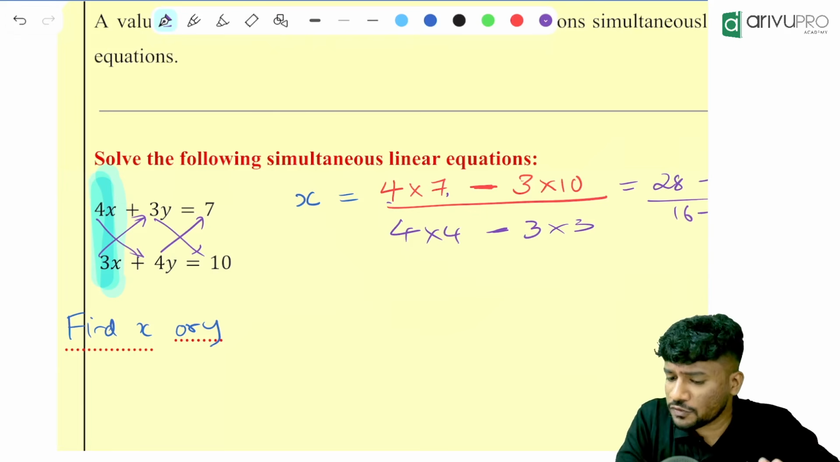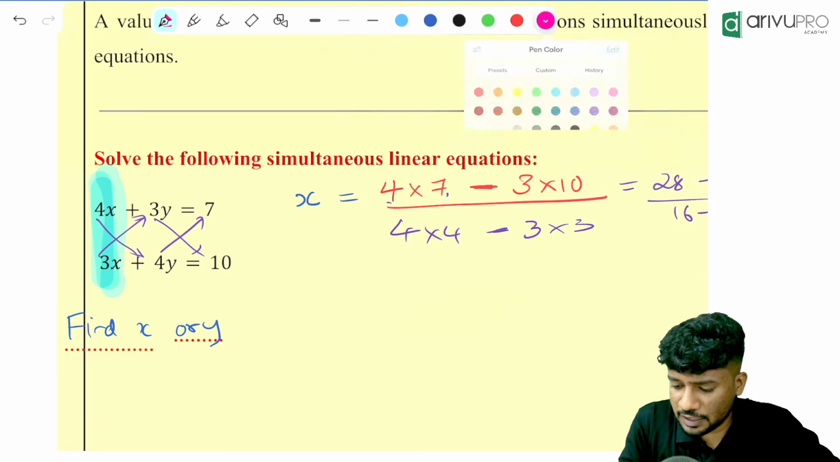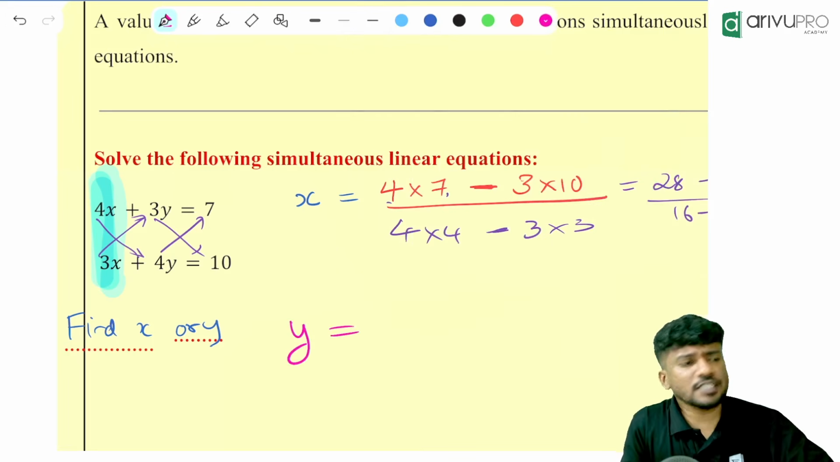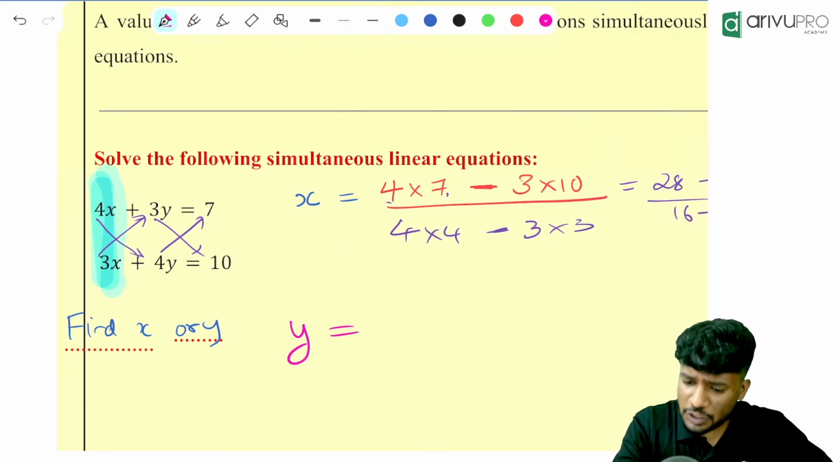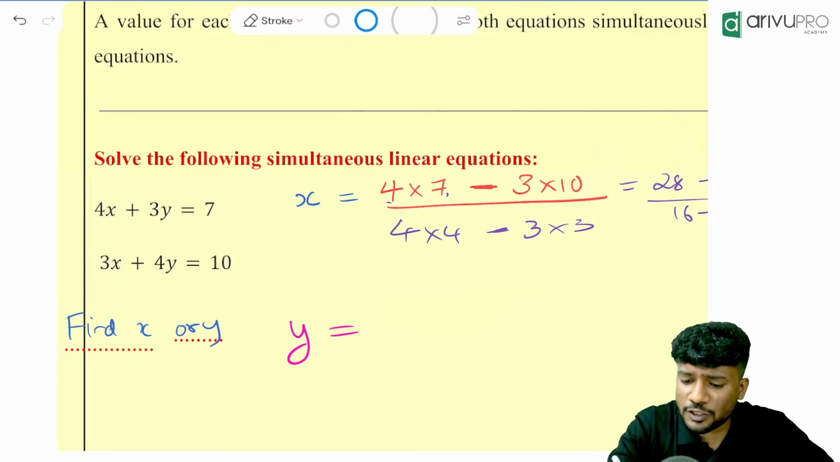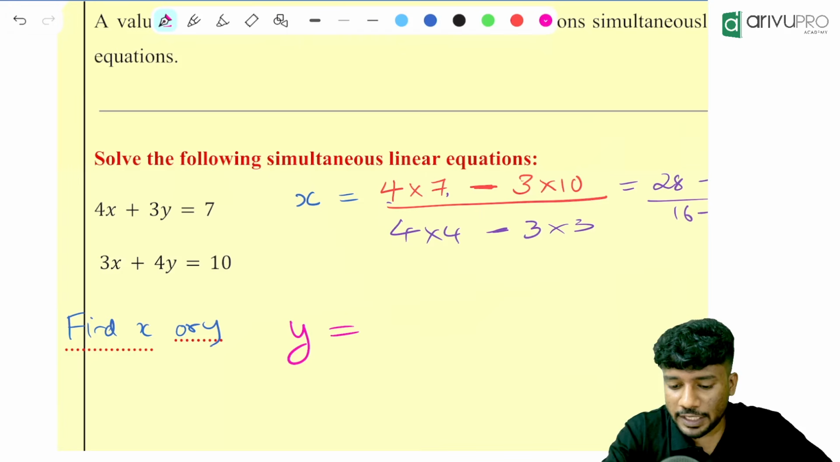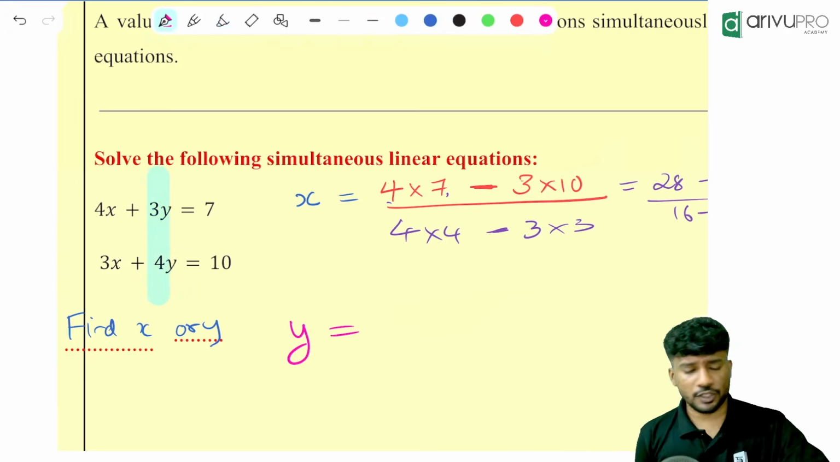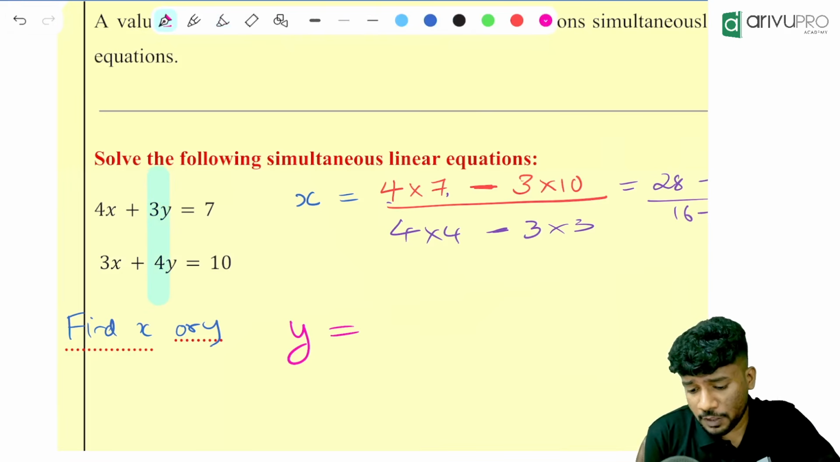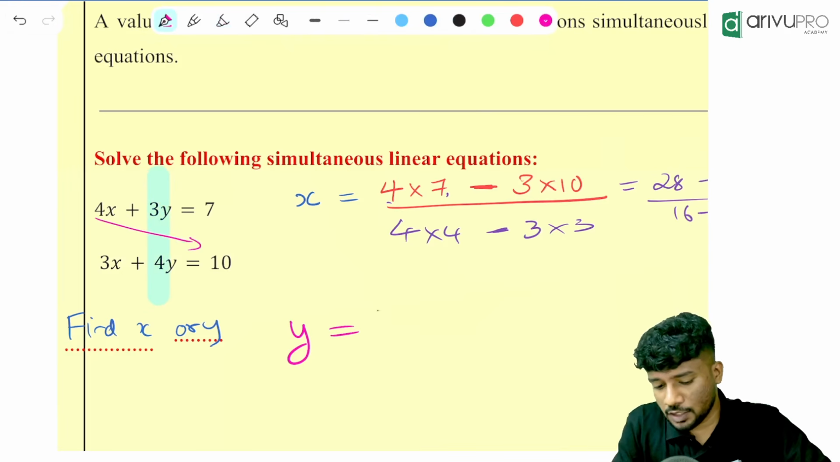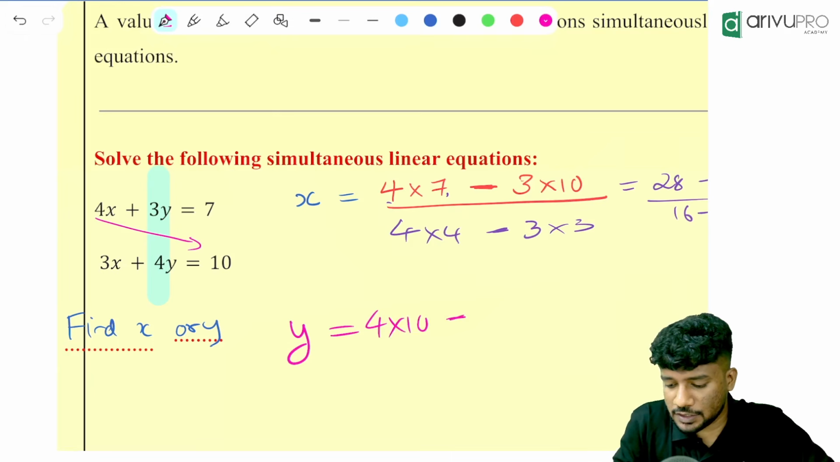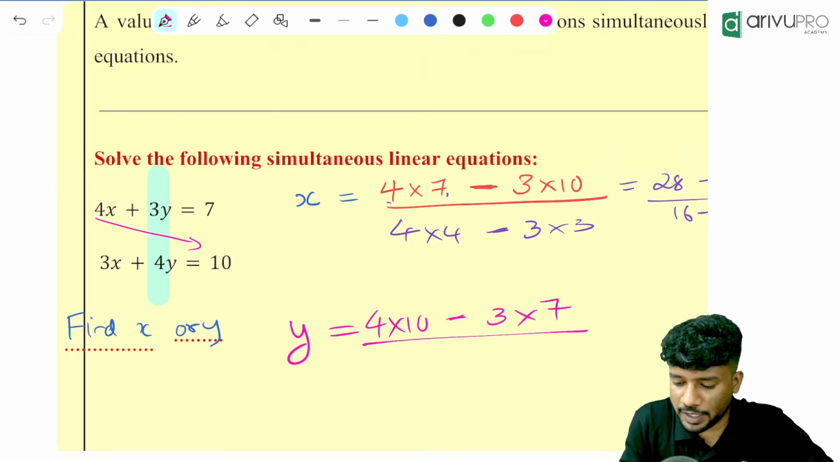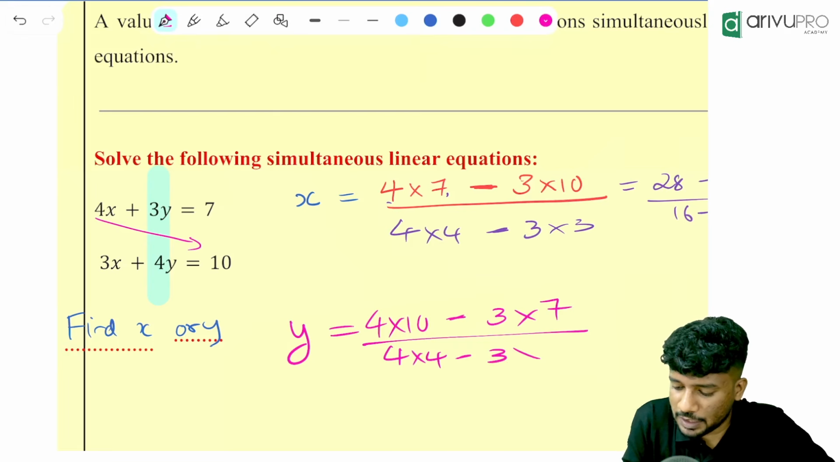Then, how to find the y value? Y is also in the same manner. In order to find the value of y, you will ignore y. Then one different thing we are doing here is we will go from up to down. That is 4 into 10 minus 3 into 7, divided by 4 into 4 minus 3 into 3. Get me the answer, people.